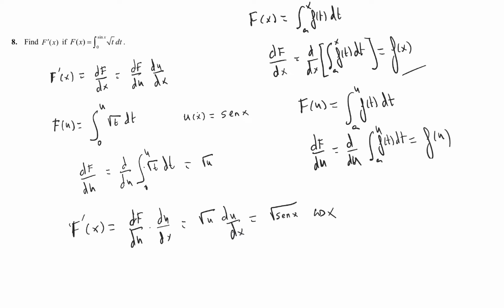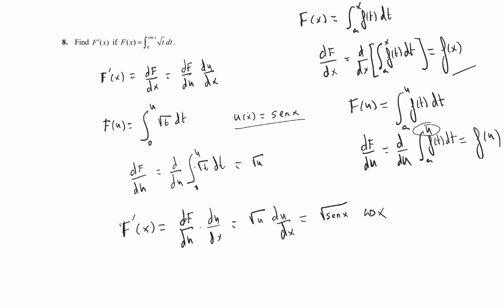So now we need to find, so the u will be the sine of x. So this is u of x. And now we have to apply the chain rule, because they asked me for the f prime of x, the derivative of f with respect to x. But I will find the derivative of f with respect to u.